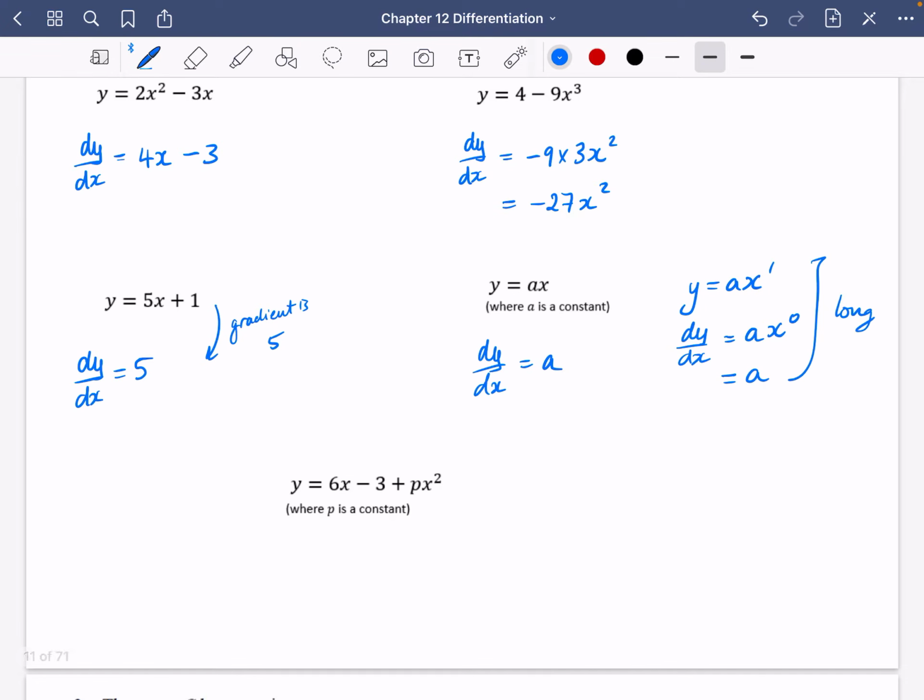This time I've got p as a constant, so we're going to just differentiate these 3 bits. So the 6x is going to become 6, the minus 3 is going to disappear. P is just a constant, so I'm going to leave it in there. I'm going to multiply it by the power, which is 2, and I'm going to reduce the power by 1. So that's the answer that we get for this. Let's put this into some practice.